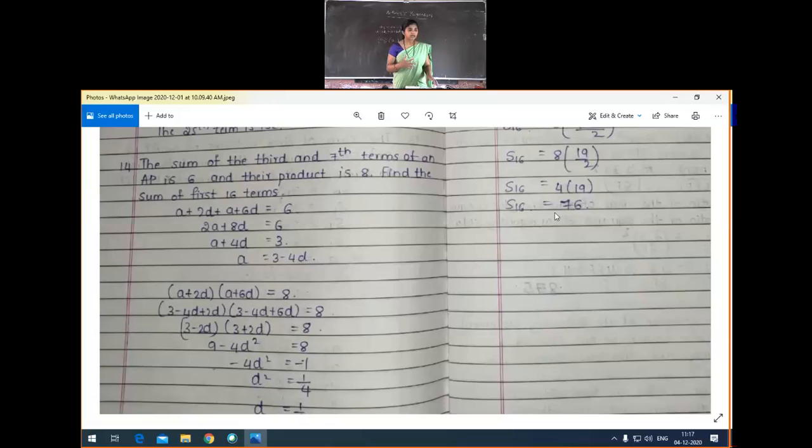Okay. Yesterday I have sent one more question paper now in your WhatsApp group. A 40 marks question paper. Did you get the 40 marks question paper? I sent it, no? Yes, you got the 40 marks question paper, students.